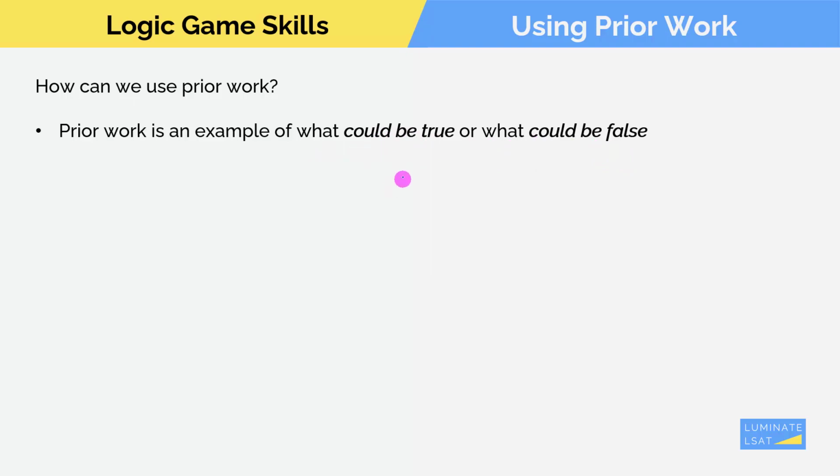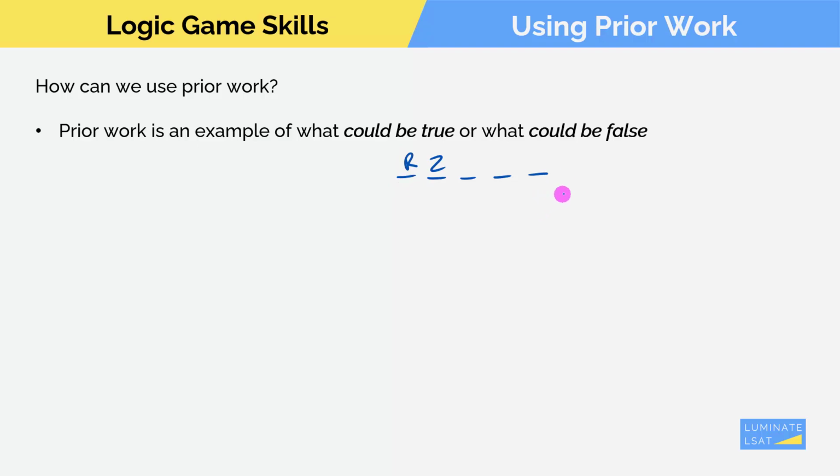So if, for example, you had prior work showing that R could go first and Z could go second, then if another question asks what could be true and it says Z is immediately after R, well, here we have an example of that being a could be true. Or if you're doing another question and it's asking what must be true, if an answer says R goes third, well, you know that that could be false because R could go first.